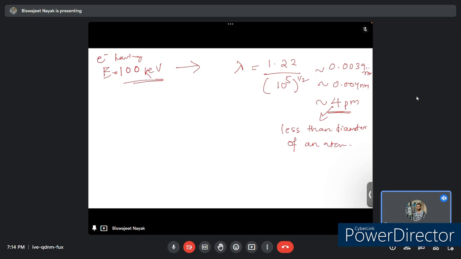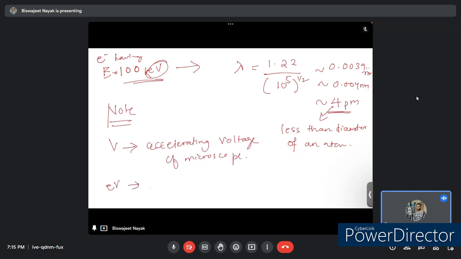One point to note here is that the energy is represented in terms of electron volt. One difference we can note is that V represents the accelerating voltage of the microscope, and electron volt refers to the energy of electron in the microscope.